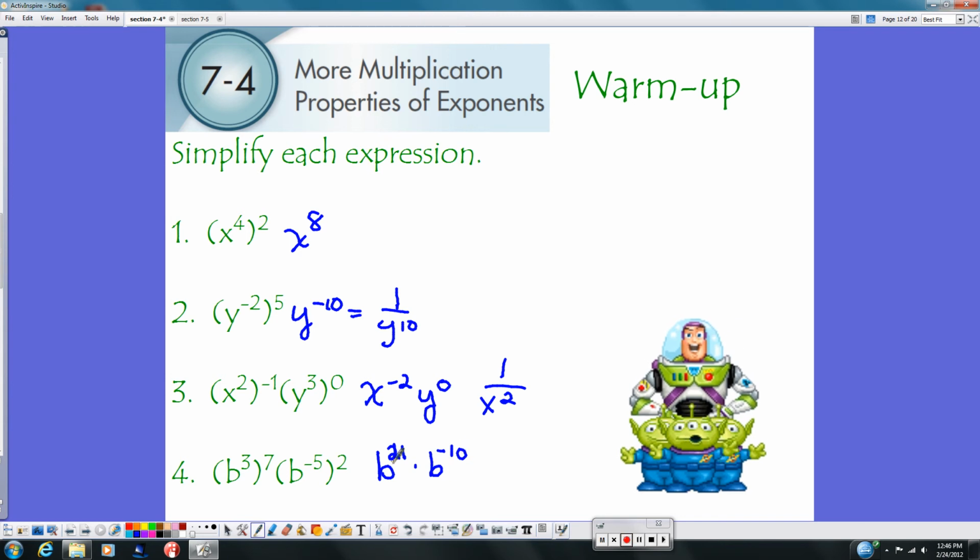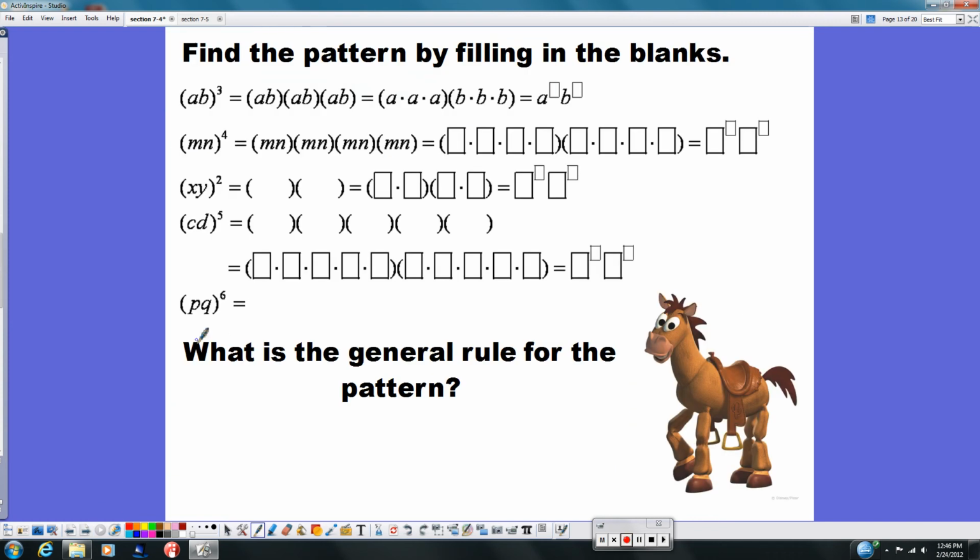Now we're back to where we were in the beginning part of this chapter, where we're going to keep our base and we're going to add our exponents. Let's see if we can find a rule for this particular pattern.